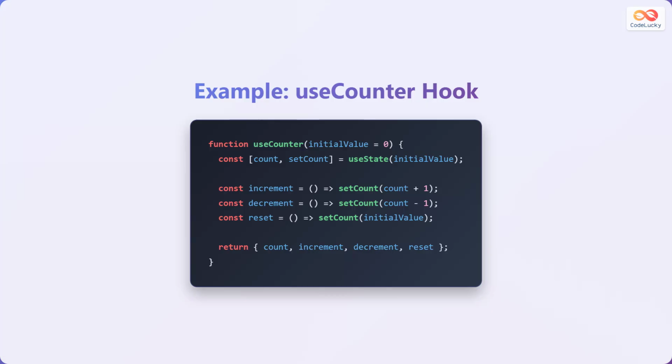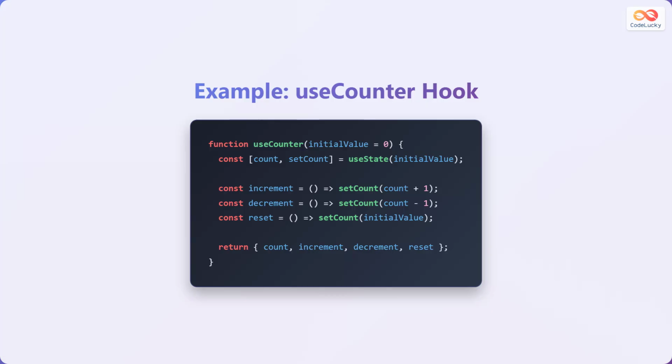Let us understand custom hooks with an example. Here is an example of a useCounter hook. The function useCounter takes an initial value as a parameter with a default value of 0. Inside the hook, we declare a state variable count using the useState hook and initialize it with the initial value. We then define three functions: increment, decrement, and reset.